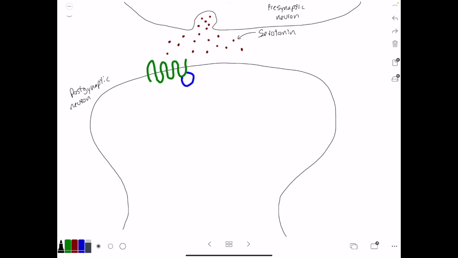Serotonin is also known by its chemical name, 5-hydroxytryptamine. Let's see, I think my spelling's a little off here. Hydroxy. There we go. Hydroxytryptamine. And often you just see it shortened to this, 5-HT, synonymous with serotonin.